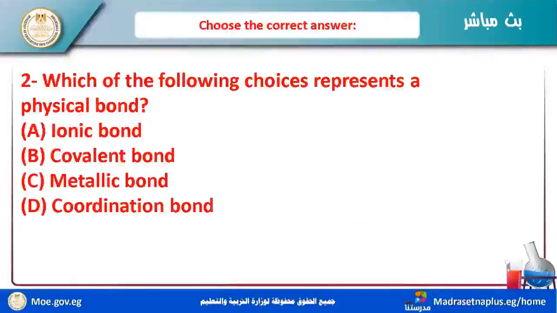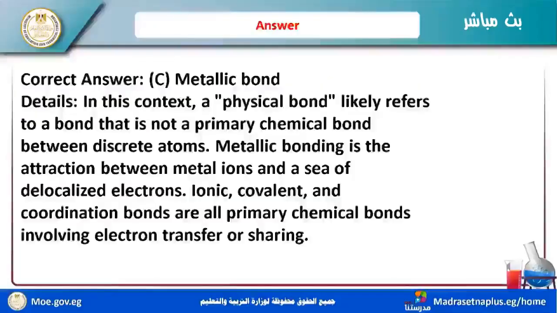Now, which of the following choices represents the physical bonds? We discuss ionic bond, covalent bond, metallic bond, or coordinate bond. Now, we discussed before that a physical bond is not a sharing of electrons. An ionic bond involves one atom losing electrons and the other gaining electrons. In a covalent bond, the atoms share electrons. C is the metallic bond, with no sharing of electrons, and it is an attraction force between the positive ions.